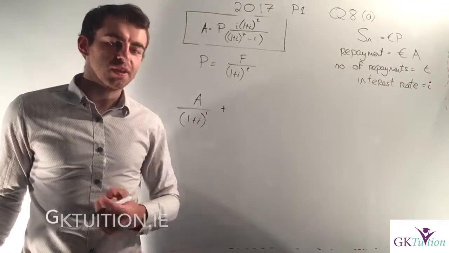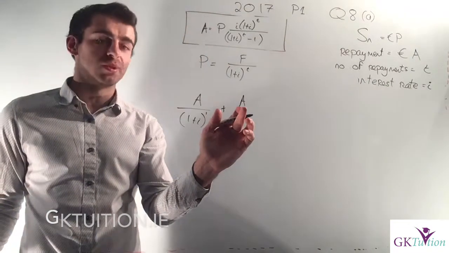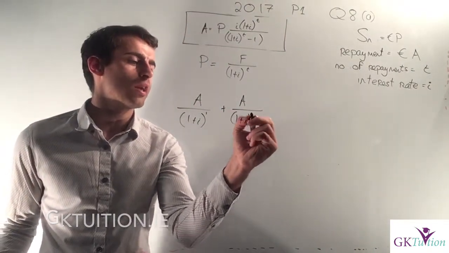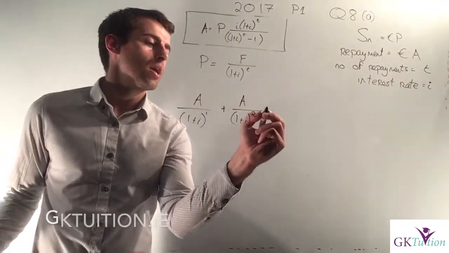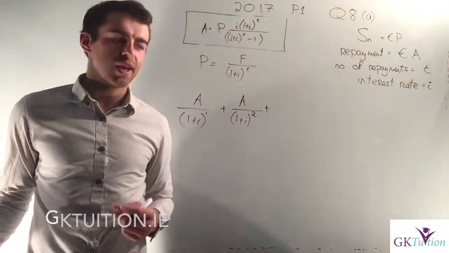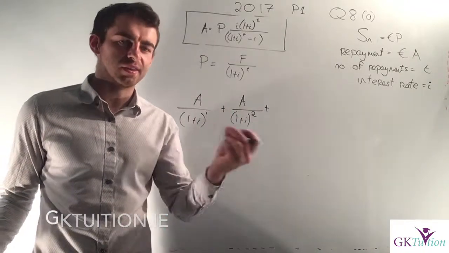And now I can just continue that to get my second term. So the value of each repayment is the same, so it's still going to be just A. The interest rate is the same, so it's 1 plus I, except this one is to the power of 2, because it's my second repayment. Now the next one would be the exact same, except this would be a 3. The next one I'd have to the power of 4, the next one to the power of 5, to the power of 6, and so on.